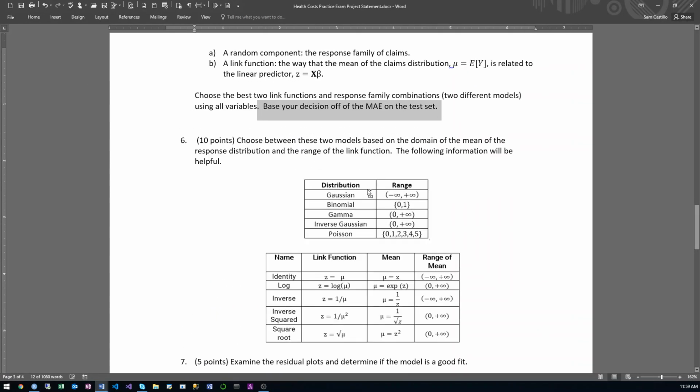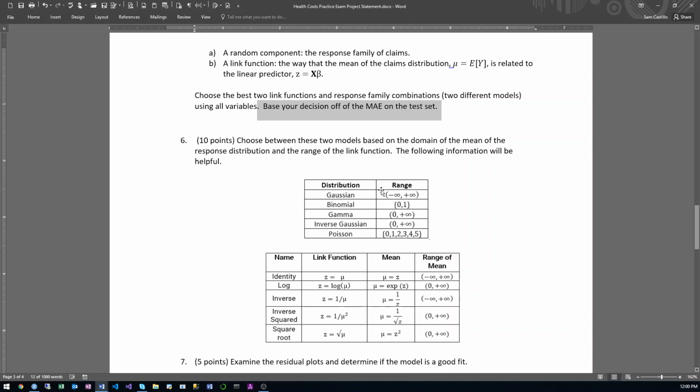This table shows the distribution family and the range, the possible output values. Let me rephrase that: the range is the support. If you have a Gaussian distribution, a Gaussian random variable can be any real number, any positive number or any negative number. A binomial distribution can only be 0 or 1. Gamma is always positive, right? Inverse Gaussian is always positive.